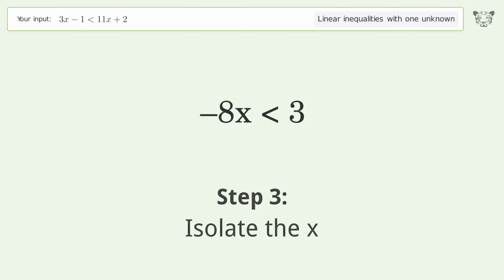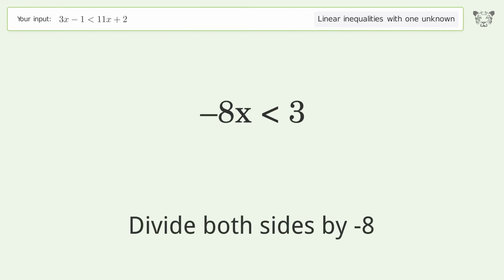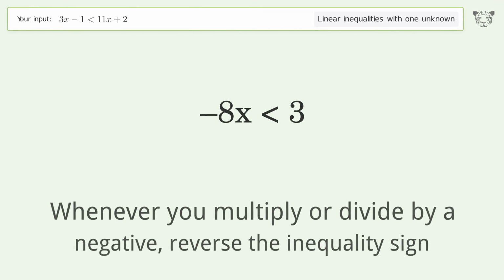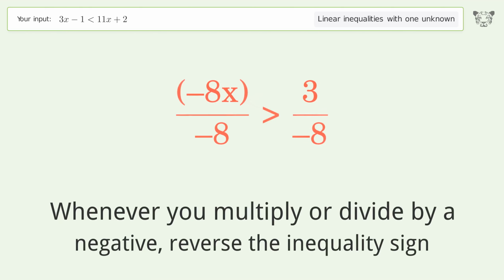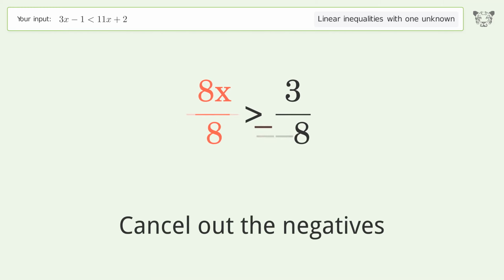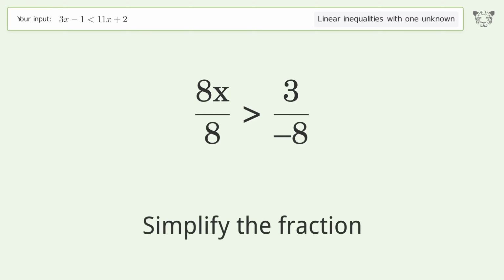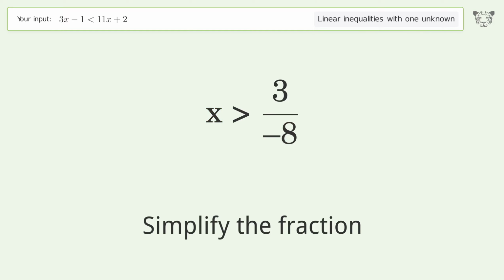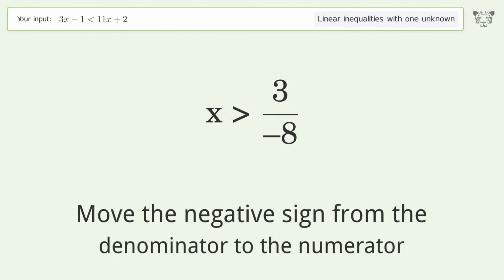Isolate the x. Divide both sides by -8. Whenever you multiply or divide by a negative, reverse the inequality sign. Cancel out the negatives. Simplify the fraction. Move the negative sign from the denominator to the numerator.